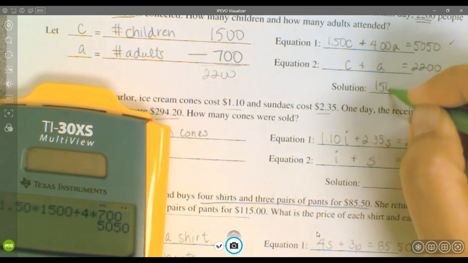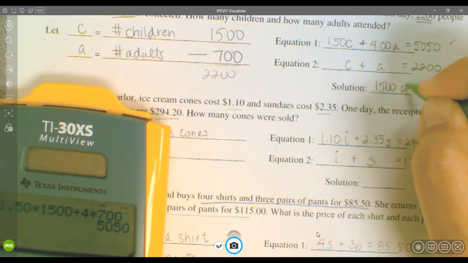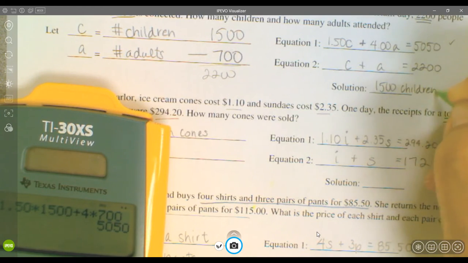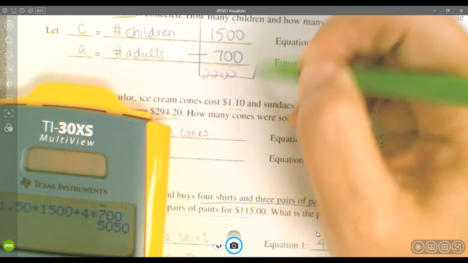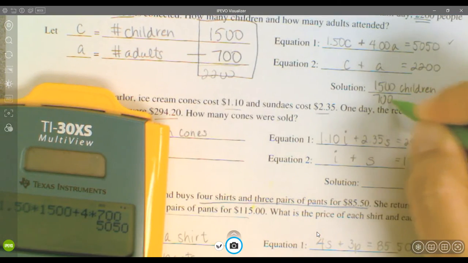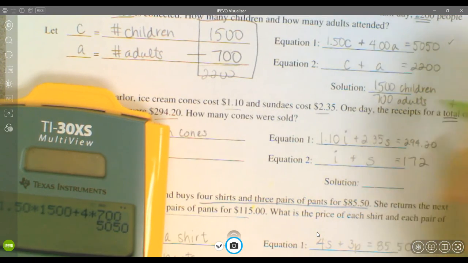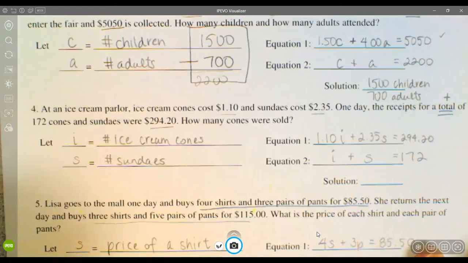So there are 1,500 children. And I wouldn't write this again if there were only one space, but if they have a space, I should fill it. All right, so there it is.